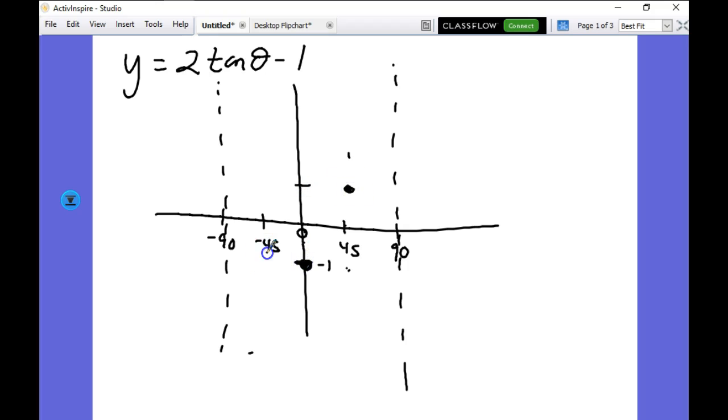And over 1, down 2. So over 1, down 2. I thought it was up. Wait.